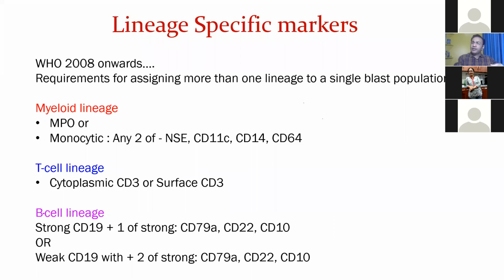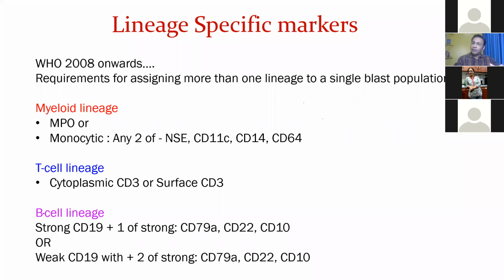But in some neoplasms, CD19 may not be strong. In that case, we have to use two other strong markers out of CD79a, CD22 and CD10. Generally, CD79a is cytoplasmic and CD22 is surface, but because CD22 can also express nicely on the surface, we usually use surface CD22. So this is a combination.